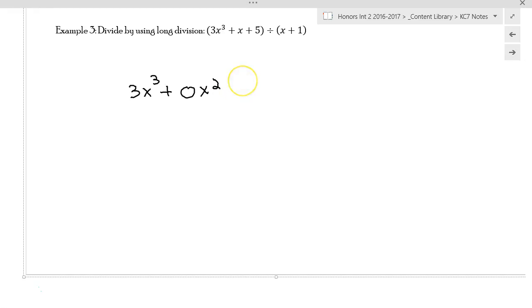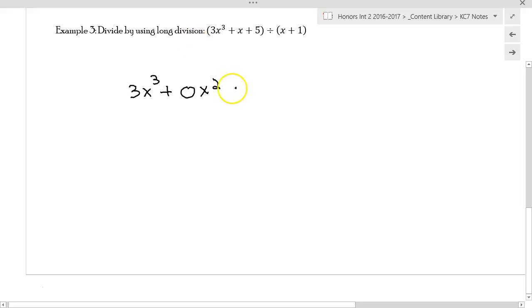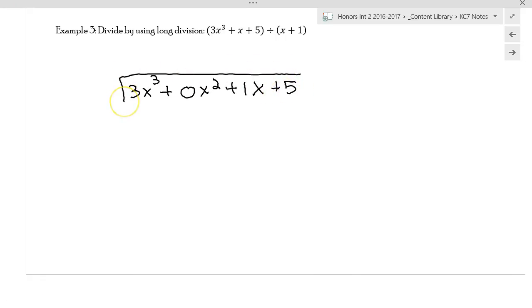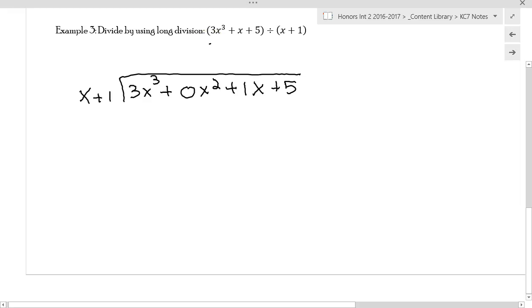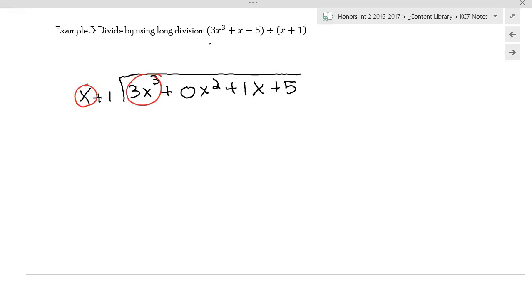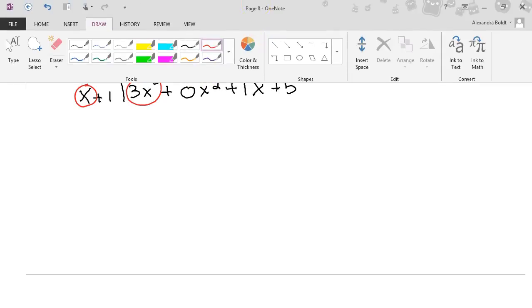So plus, and if it helps, you can put 1x, and then plus 5, right? And that's what's under my house, right? And outside is x plus 1. So again, we start with our first step of dividing. And for dividing, we divide only our first terms. So 3x cubed divided by x, and you get 3x squared. So I'm going to put it under the x squared.